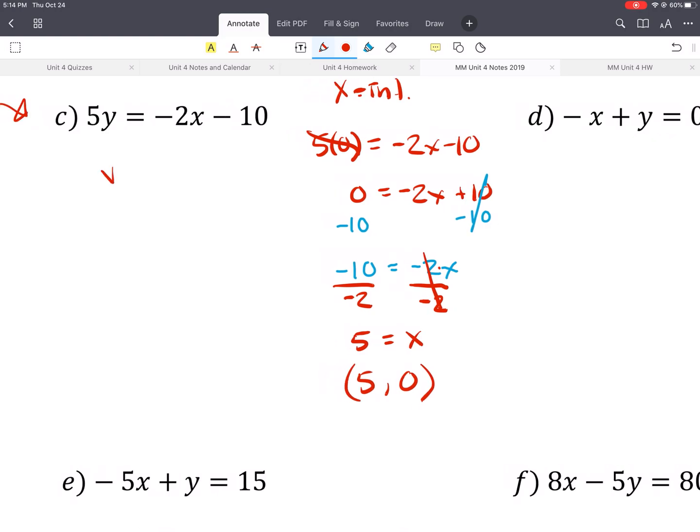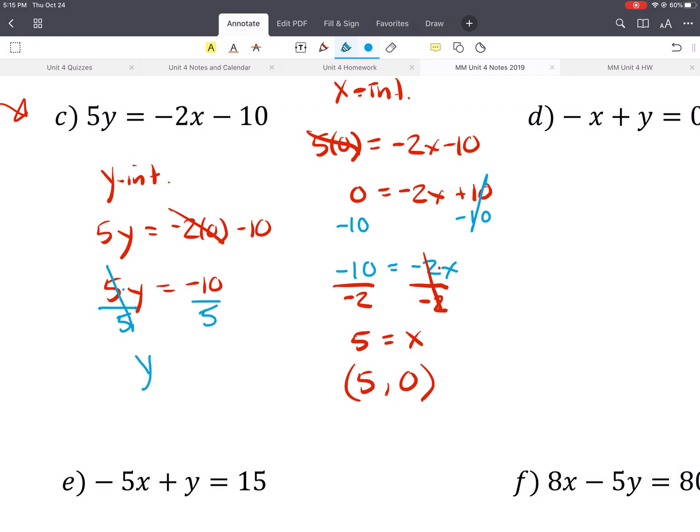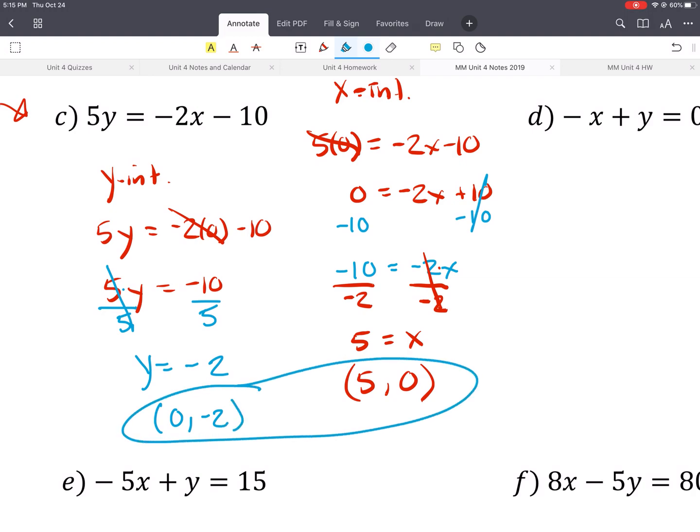Same as the y-intercept. We set x equal to 0, so we'd have 5y equal to negative 2 times 0 minus 10. That is 0, since negative 2 times 0 is 0. So we'd have 5y equal to negative 10. Then to get rid of that 5, we divide both sides by 5 for the same reason. So y equals negative 2. The y-intercept would be 0, negative 2. So that would be our two answers.